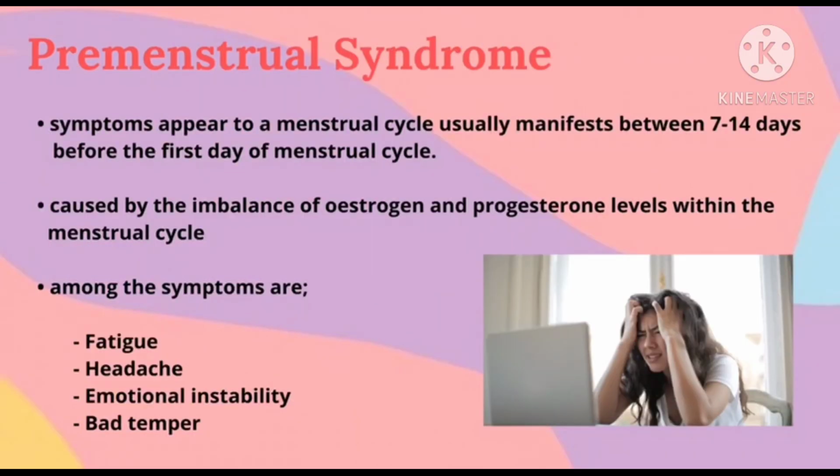Next is premenstrual syndrome. Before menstruation, some women will experience emotional, mental, and physical changes. The woman is said to have premenstrual syndrome, which includes the symptoms experienced by a woman before menstruation starts. It is caused by the imbalance of estrogen and progesterone levels within the menstrual cycle. Among the symptoms are fatigue, headache, emotional instability, and bad temper.